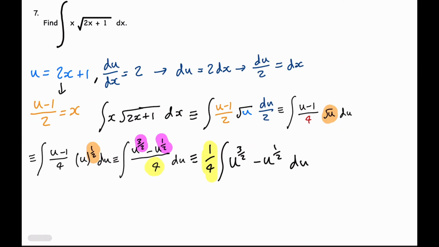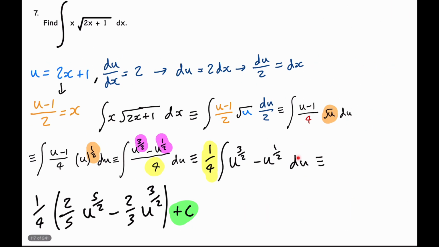And what you can do with integration is take out the coefficient. So we have this 1 over 4. We can just take it out very nice and easily. And you're just left with u to the power 3 over 2 minus u to the half. Integrate in terms of u.